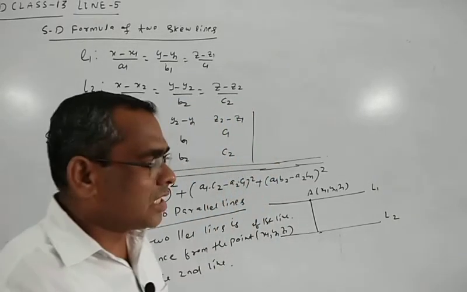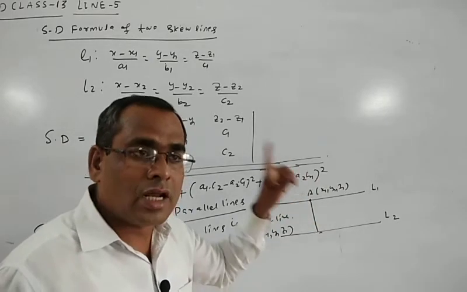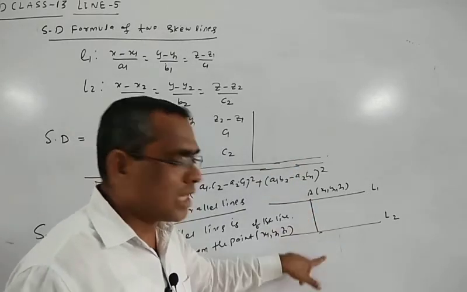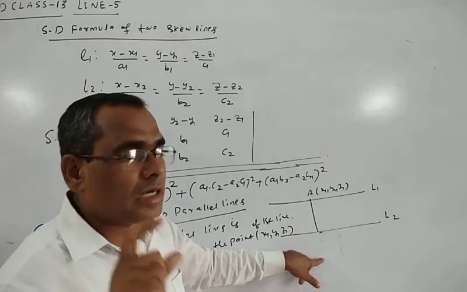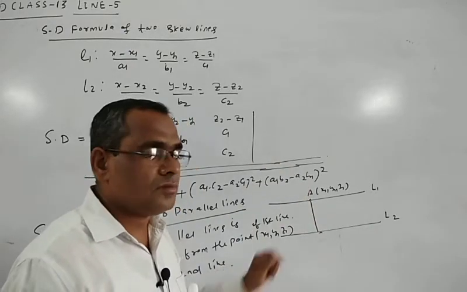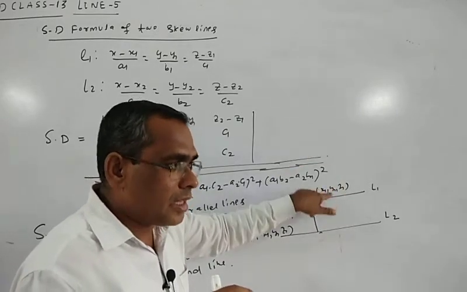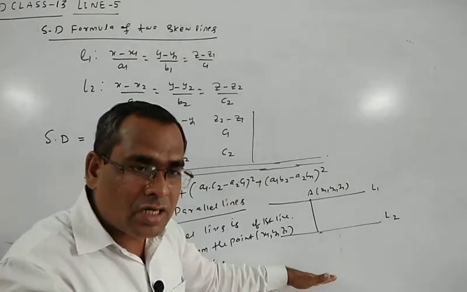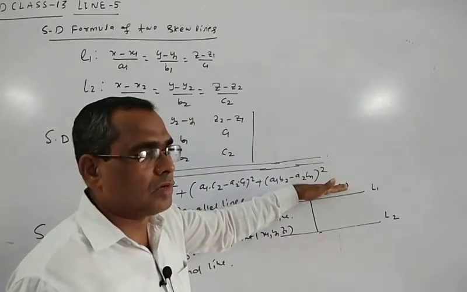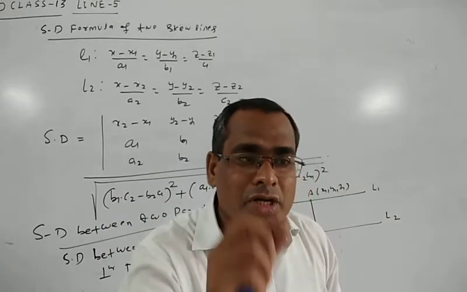So here, the distance between two parallel lines is the perpendicular distance of a given point of the first line to the second line. The point of the first line is x1, y1, z1; find the perpendicular distance of that point to the second line, or take a given point of the second line and find its perpendicular distance to the first line. You already know how to find the perpendicular distance from a point to a given line.